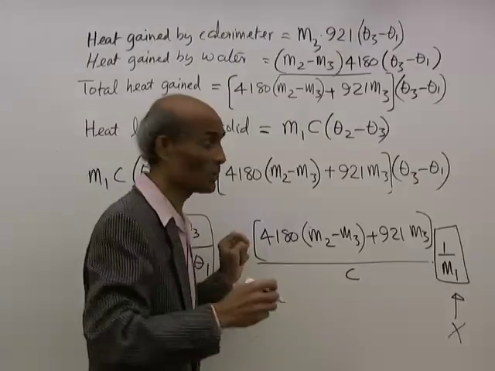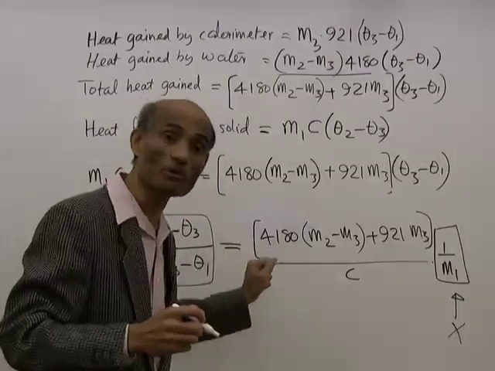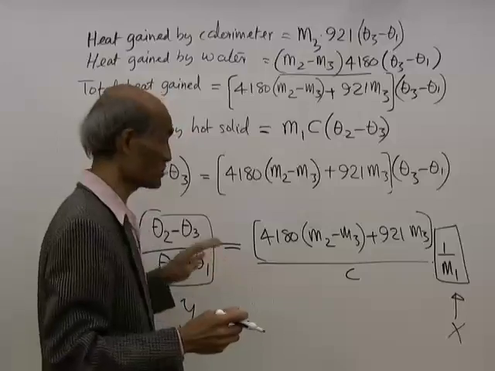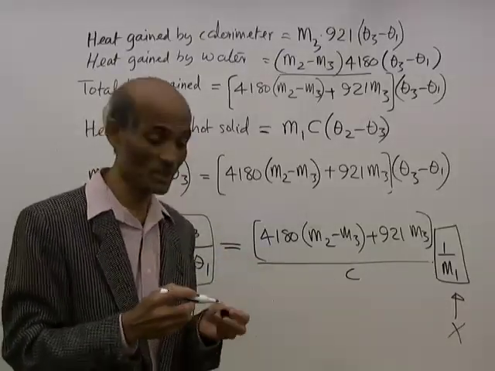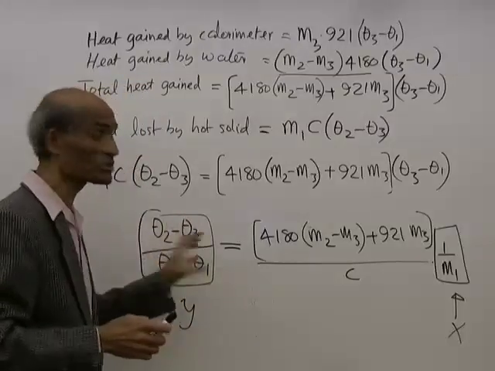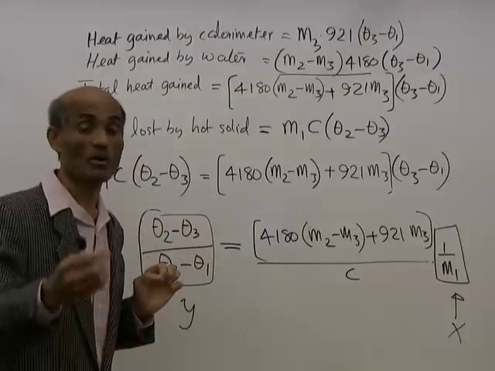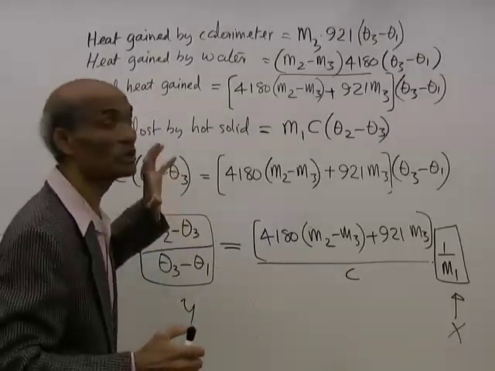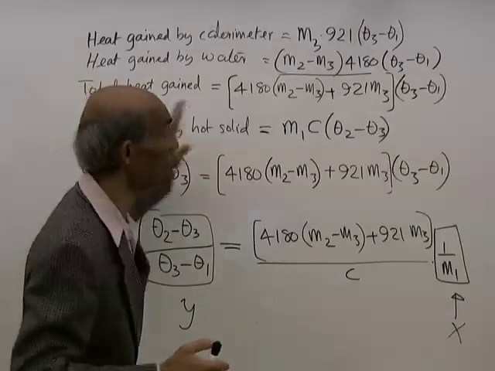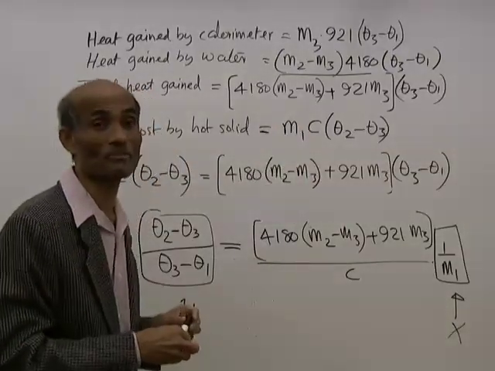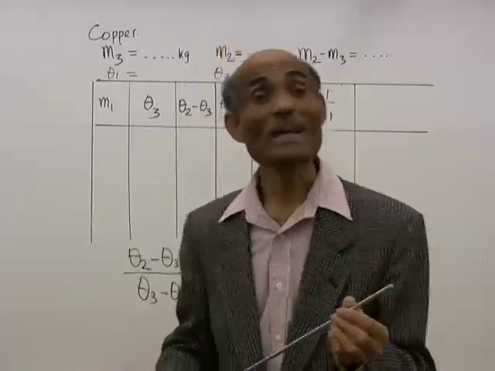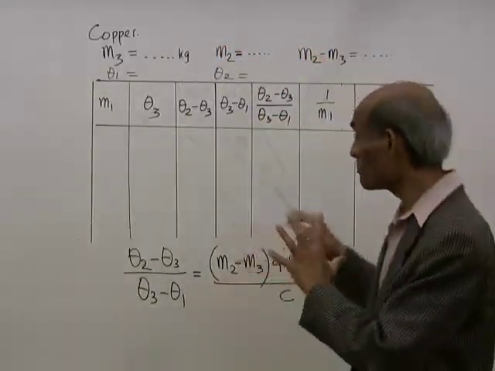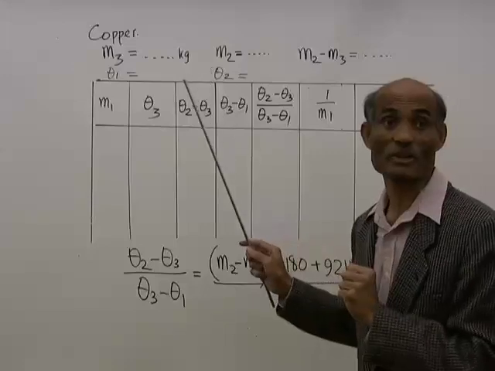Alright? So you do it for copper and aluminum. That means there will be two graphs and you will get two values of the specific heat. I hope you understood the method. And now, when I do the experiment, you need to take the measurements and do the tabulation. If you tabulate your values, it should look more or less like this.